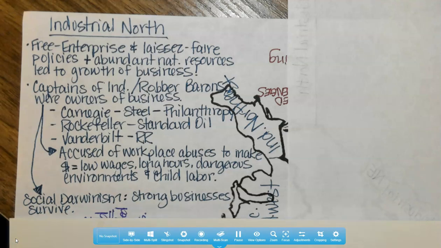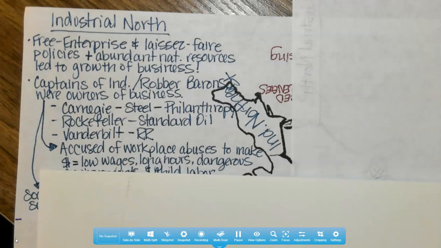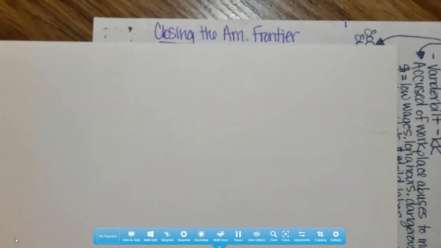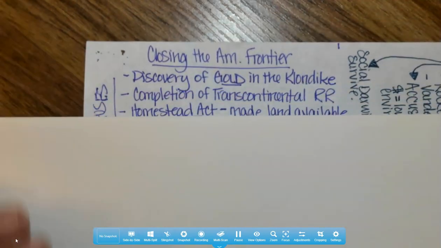All right? All right, so let's turn the page and we're going to look at closing the American frontier. Okay? So if you need to pause it, you can.